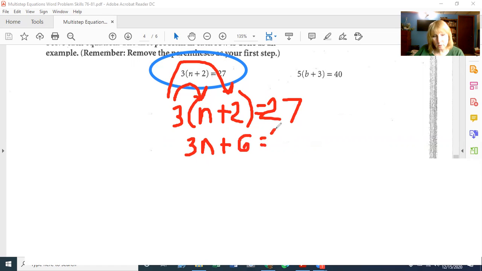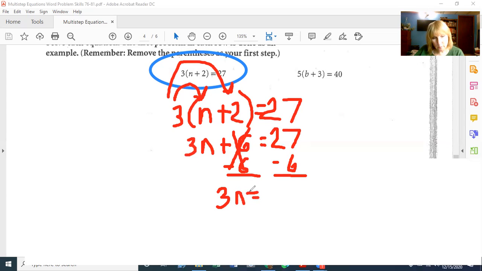Now, once I've distributed, now I can just do my regular algebra. So subtract 6 from both sides. Hopefully this is becoming pretty easy for you as you practice this. 6 from both sides, this crosses off, and I'm left with 3n on the left equals 27 minus 6 on the right, 21.